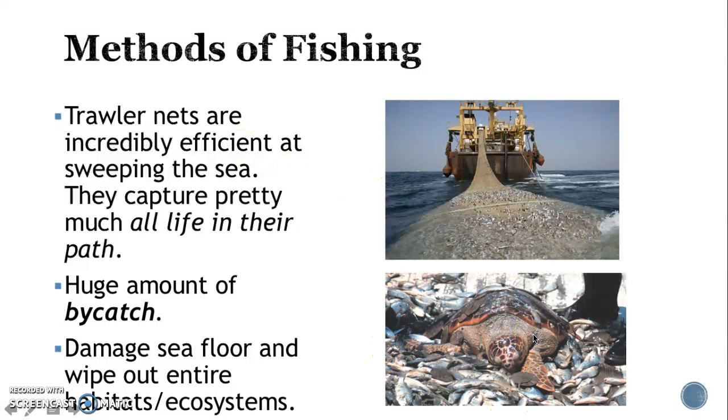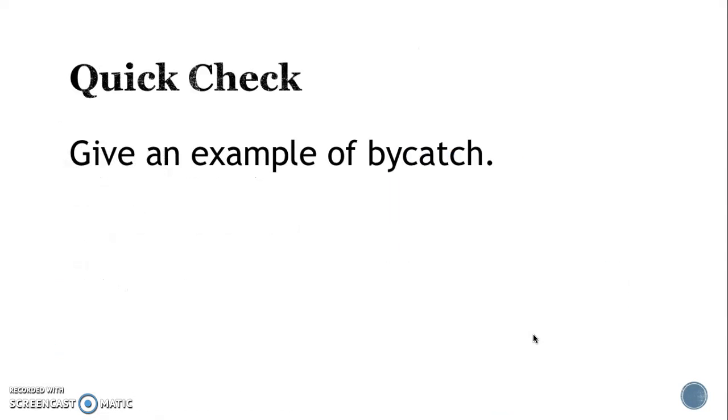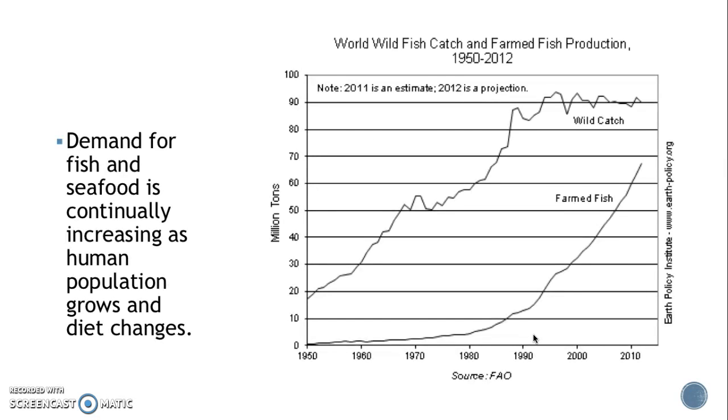So bycatch is what we catch that we don't actually intend to be catching. So it's not the stuff we wanted. It just happens to be there because it was swimming out in that area. So give an example of bycatch. You should be able to do this, but the example from the previous one was the sea turtle that we caught with the other fish.